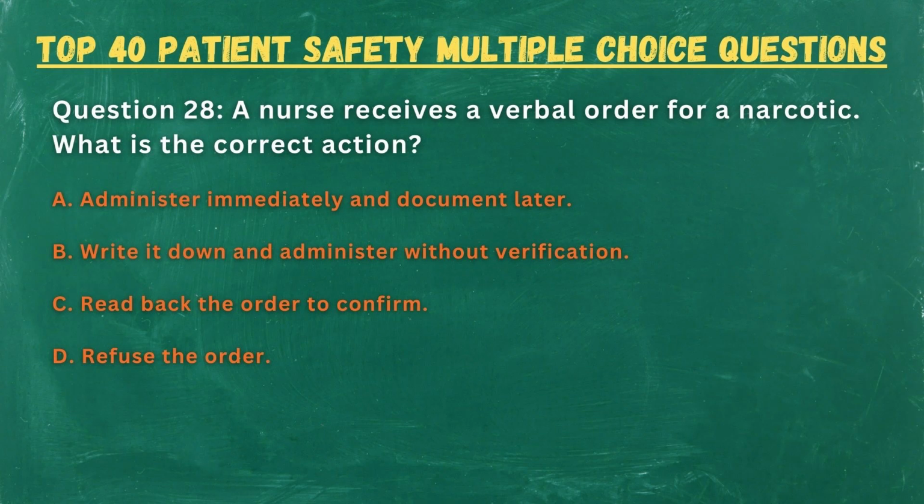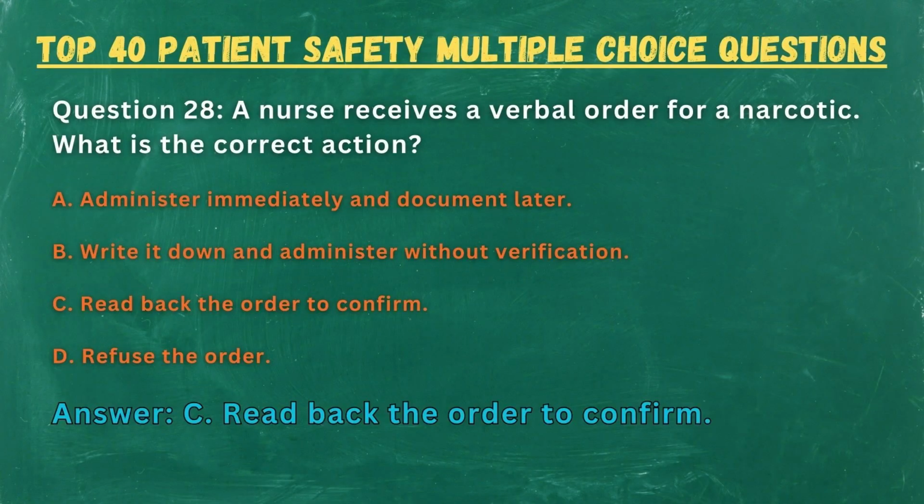Question 28. A nurse receives a verbal order for a narcotic. What is the correct action? A. Administer immediately and document later. B. Write it down and administer without verification. C. Read back the order to confirm. D. Refuse the order. Answer. C. Read back the order to confirm.